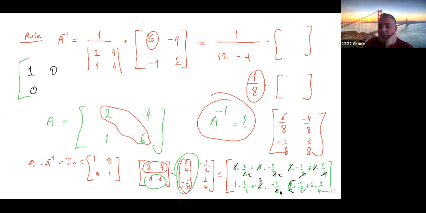Now negative 1 over 2 plus 6 over 4. 6 over 4 simplifies to 3 over 2. So negative 1 over 2 plus 3 over 2 means 3 minus 1 over 2, which is 2 over 2, which is 1. So we see that this product is equal to 1, 0, 0, 1. That means we are done.